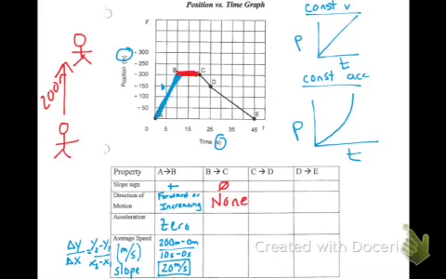We're standing. Since we're standing, can we be accelerating? No. We have 0 acceleration. And our average speed, again, since we're just standing, is going to be 0.